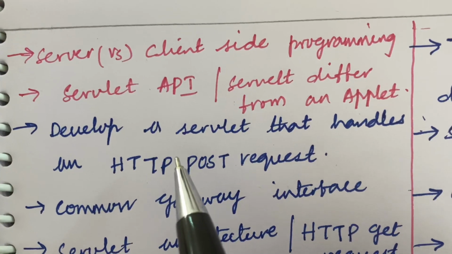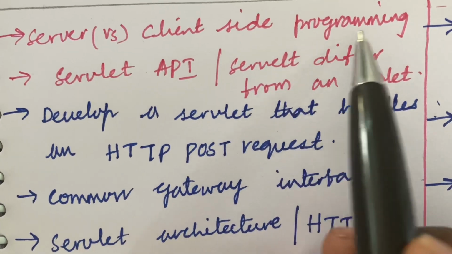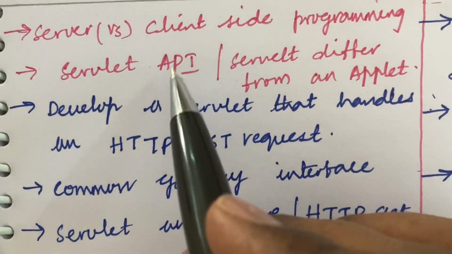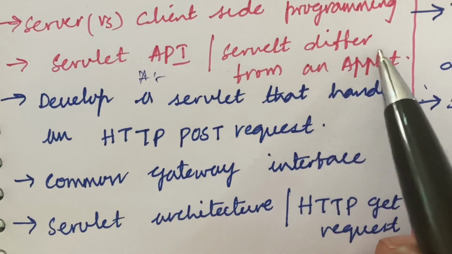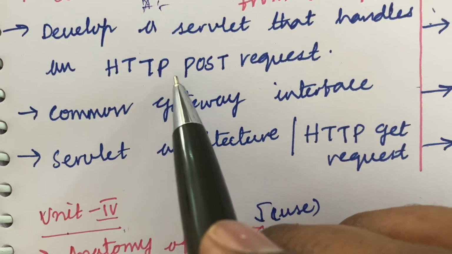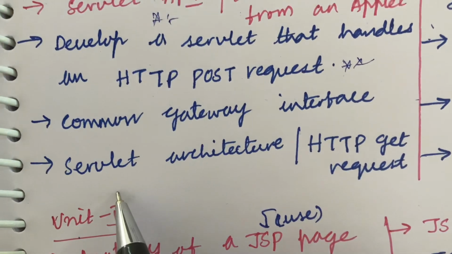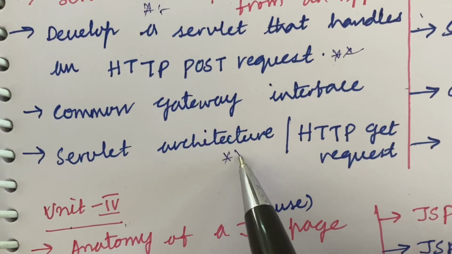I have taken a few, as the course is too lengthy in structure. Any part of the point from the unit may be asked. Server versus client side programming and servlet API may be a short question, and how a servlet differs from an applet. Develop a servlet that handles an HTTP POST request is said to be a short question. Common Gateway Interface and servlet architecture is said to be a topmost question.